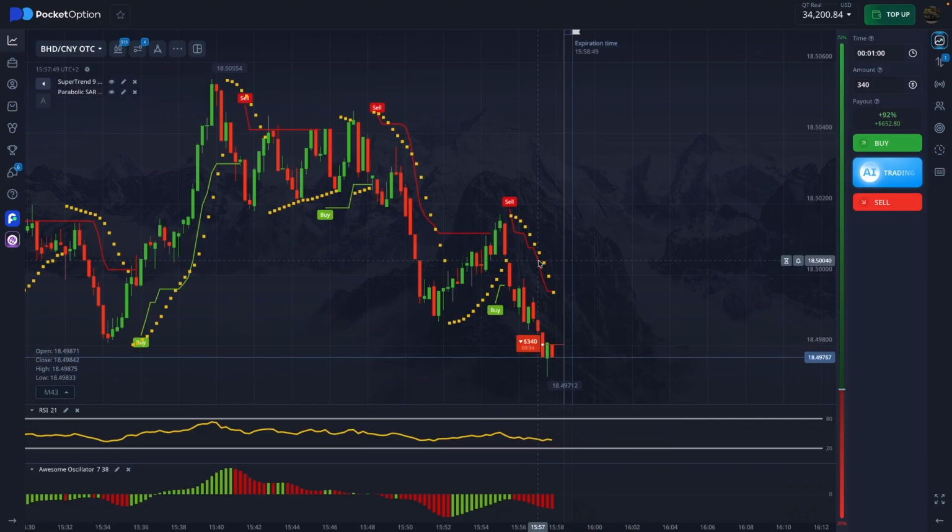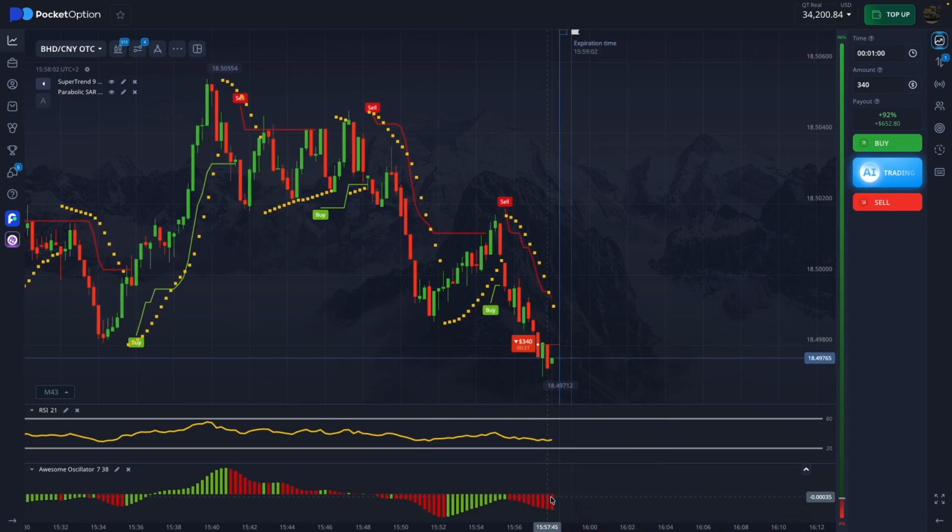The following condition is for the oscillator. In order to enter a down trade, at least the last 3 bars need to be red. This condition was also met. Ideally, these bars should be below the 0 mark. Here is the 0 mark, and I see that the last bars were indeed appearing below the 0 mark. This is also a good sign that I can now enter into down trades.